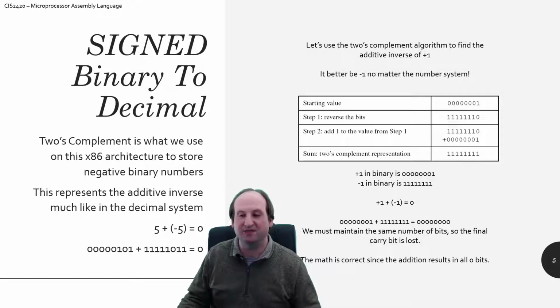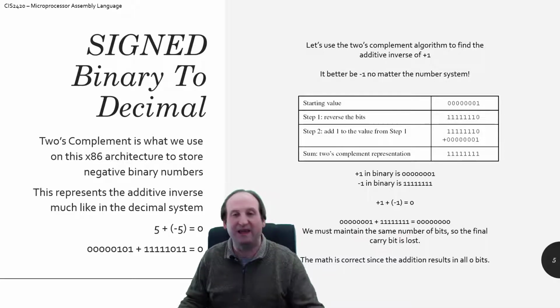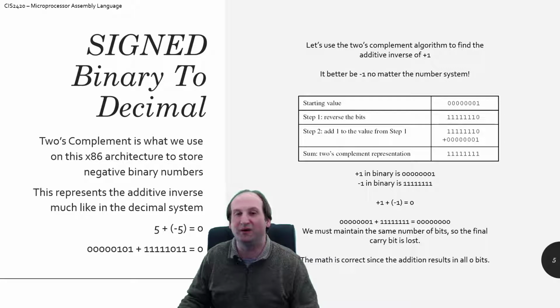So in these two cases on the left-hand side of the slide, 5 plus negative 5 gets me 0. And in this case, all that addition, 00000101 plus 11111011, does get me 0. And we do have to eliminate that extra carry bit to make it work. But it does happen, and we'll discuss that in a future slide as well, or maybe this slide when I'm discussing how this algorithm works.